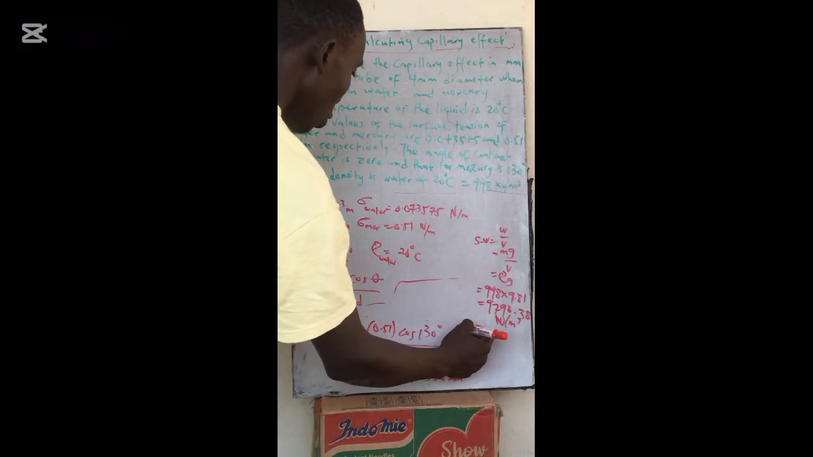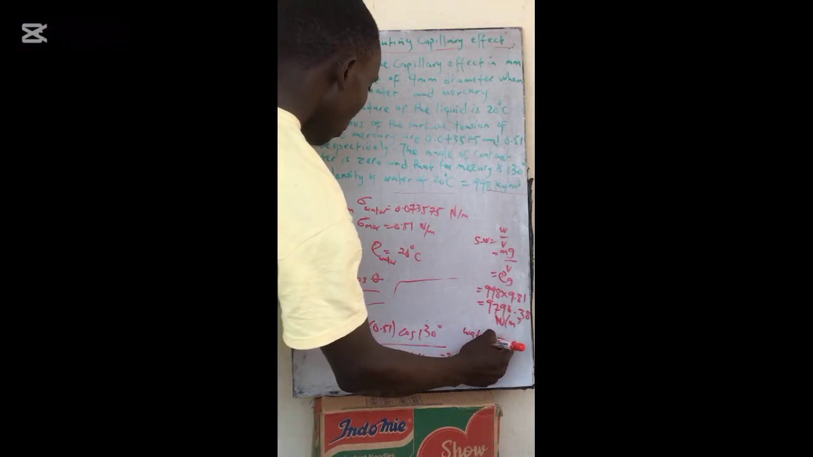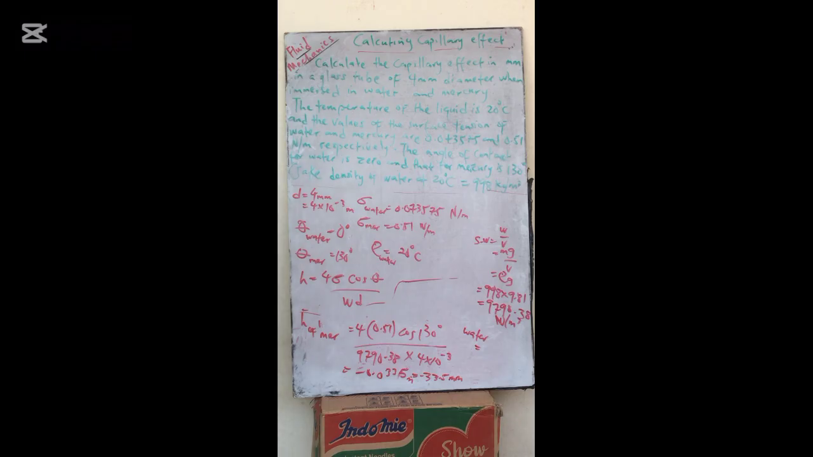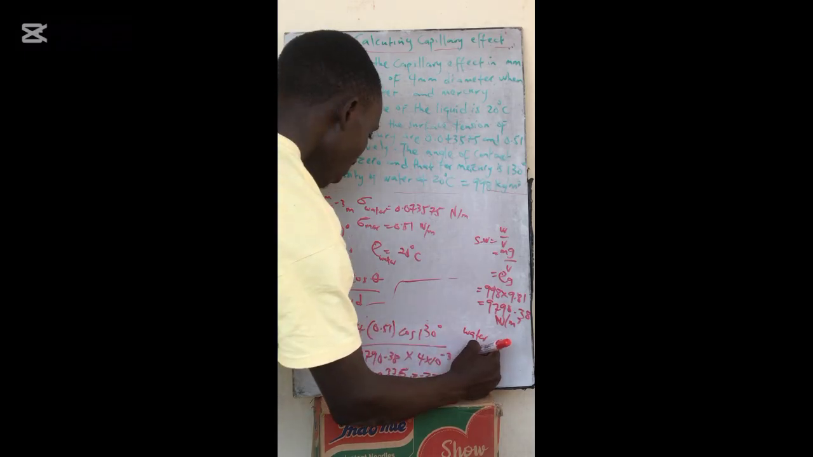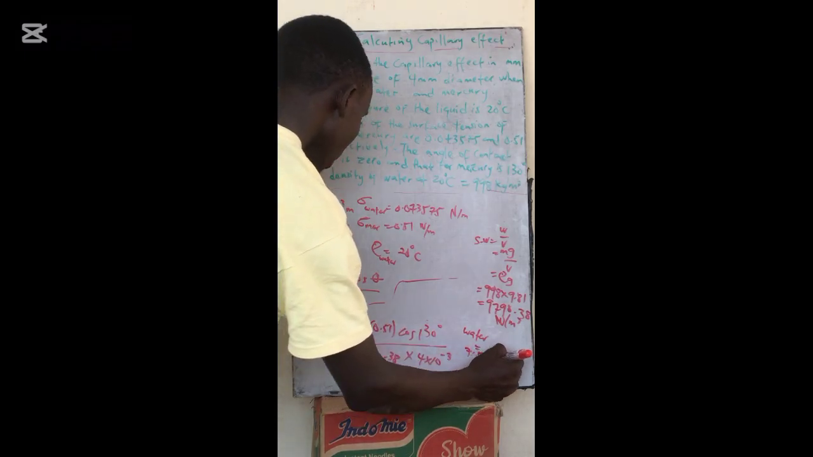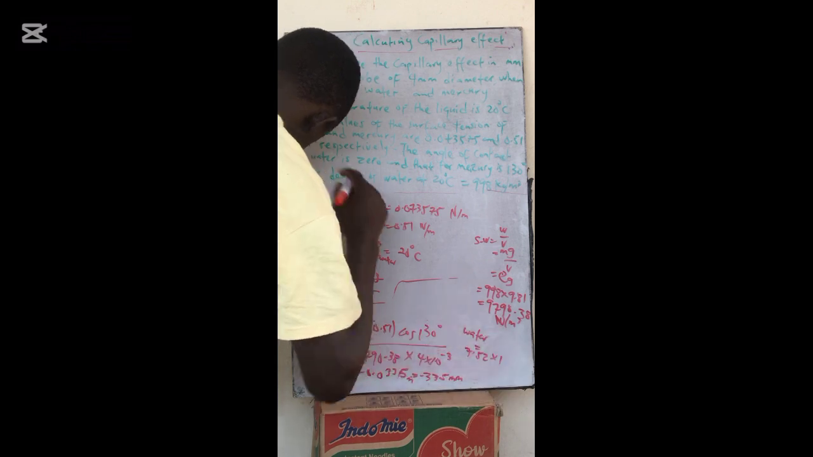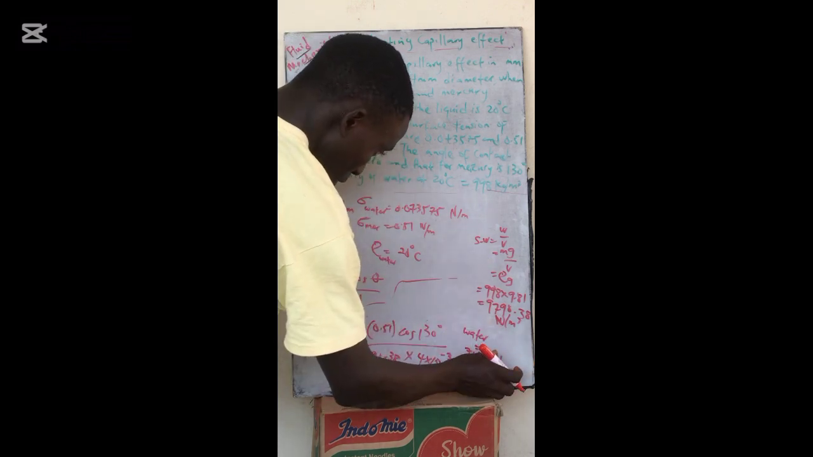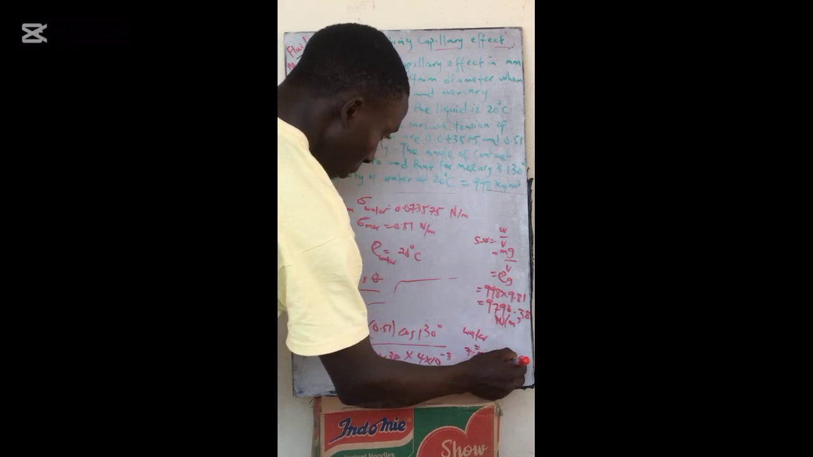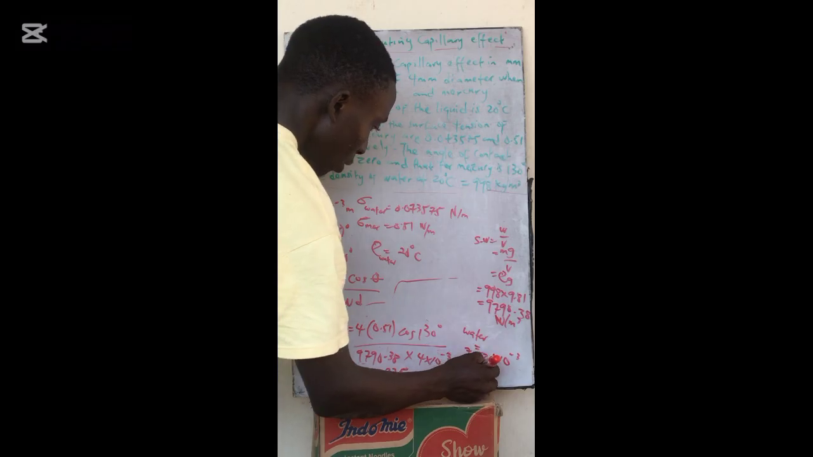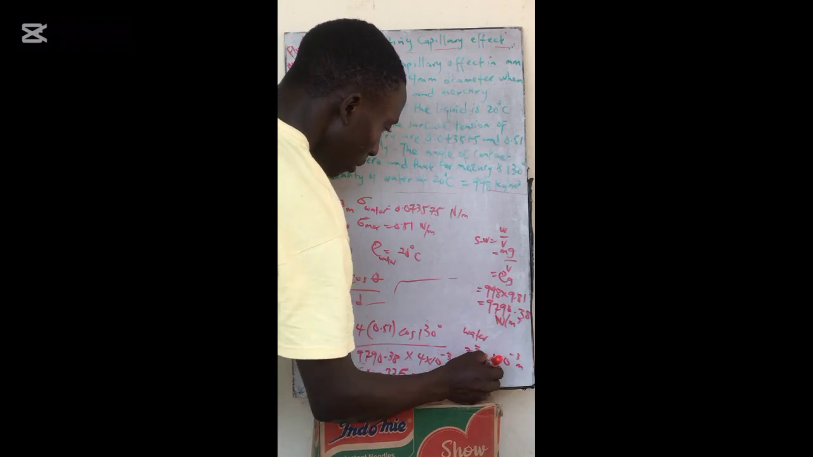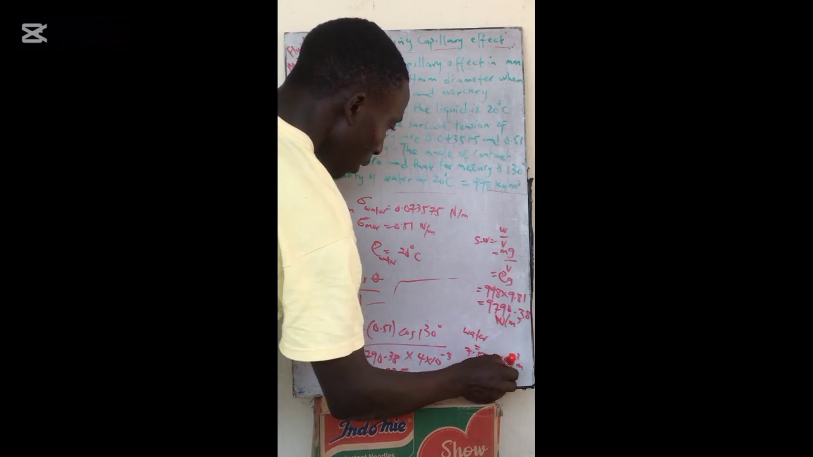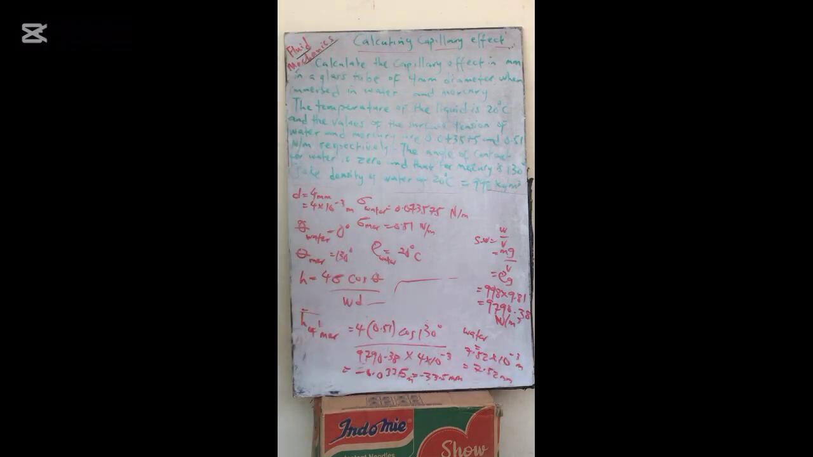Remember, the one for the water that we got the other time was 7.52 times 10 raised to power minus 3, which we later converted to millimeter: 7.52 millimeter. So this is for the water, this is for the mercury.